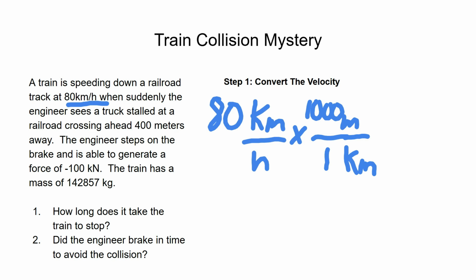Now, that's not what we ultimately want to get to. We want to get to meters per second. So we just continue our conversions. And so what we do is we multiply now to get rid of the hours and convert it to seconds. So we do a similar thing. We're going to put the unit. So right now, hours is on the bottom. So hours needs to be on the top.